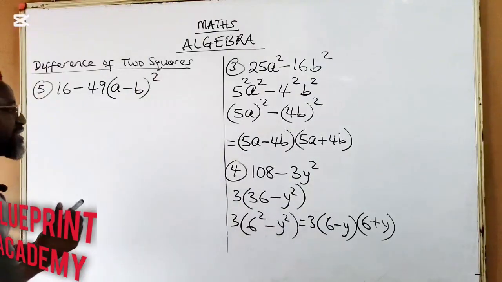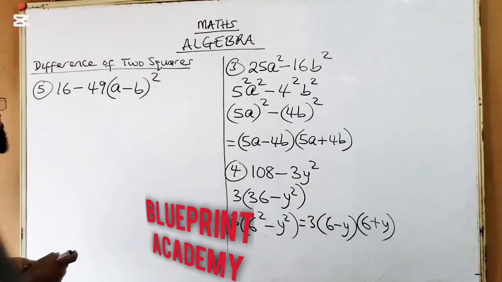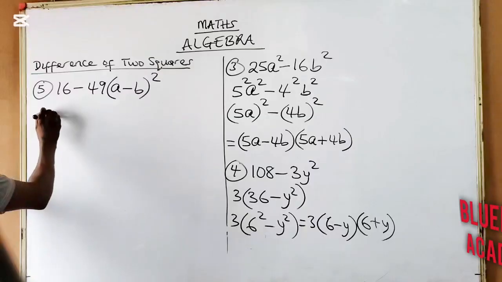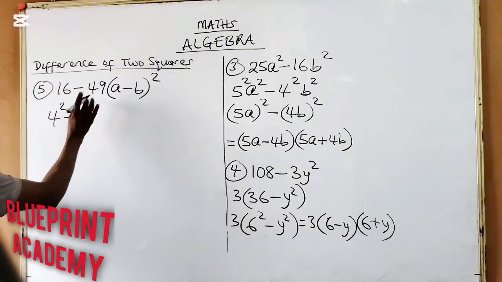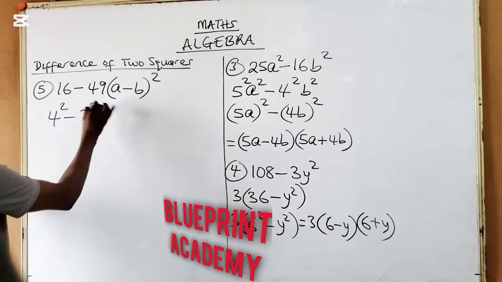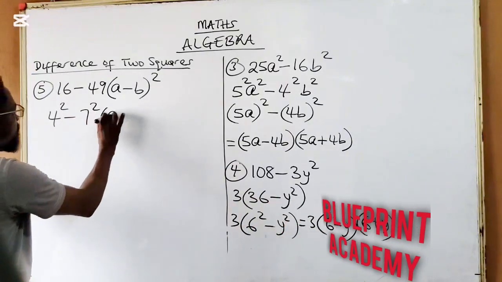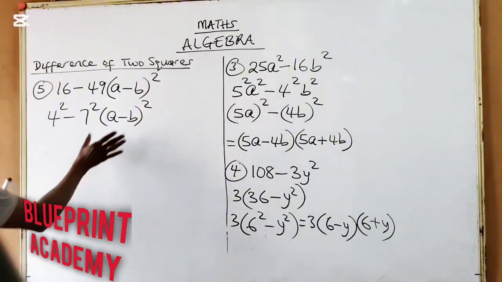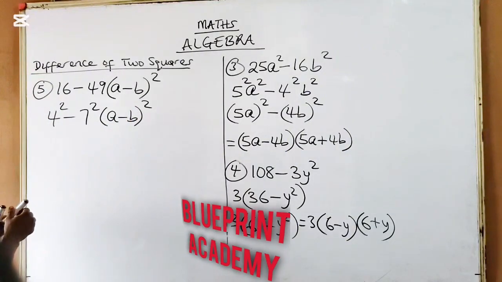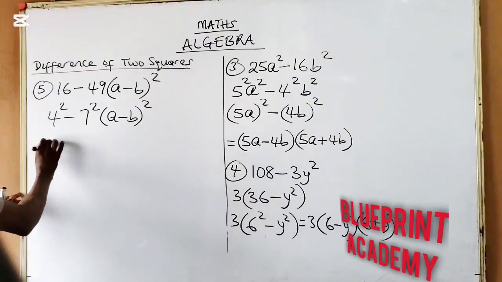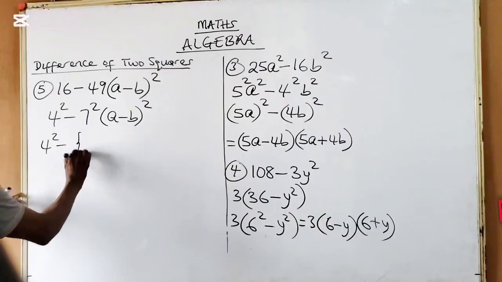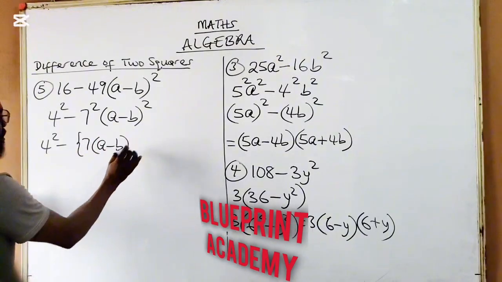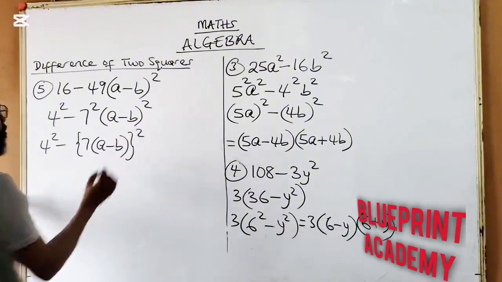Now this one is still the same with what we have been doing so far. So what I need to do is, 16, I write it as 4 raised to the power 2. 49 is 7 to the power 2, and I have a minus b squared. So now I'll put this one in a single bracket to avoid error. So I have 4 squared minus, so I have 7, then a minus b, all raised to the power 2.